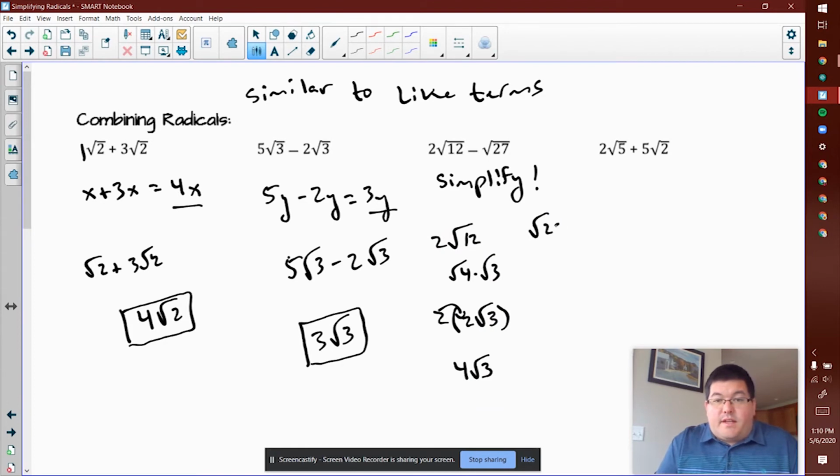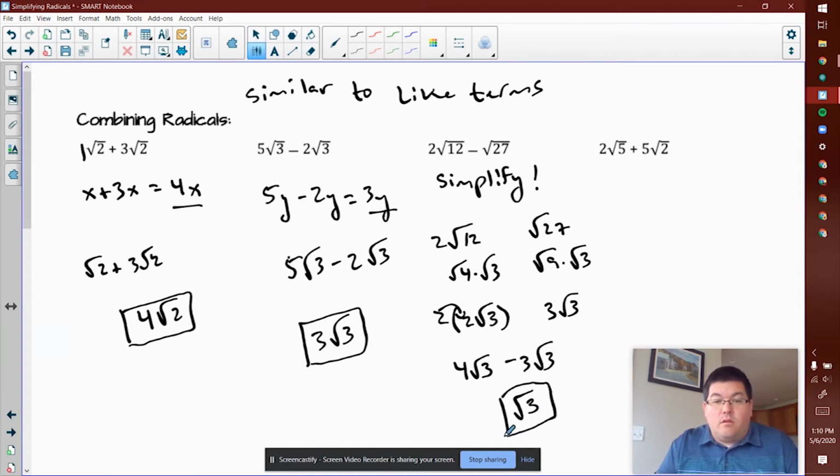Square root of 27, does that possess any perfect square factors? Well, 27 is 9 times 3, so the square root of 27 is the square root of 9 times the square root of 3, or 3 square roots of 3. So 4 square roots of 3 minus 3 square roots of 3, is this all of a sudden something that we can combine? In fact, it is, right? 4 minus 3, we're left with 1 square root of 3.